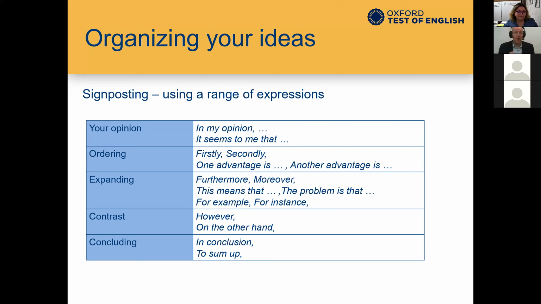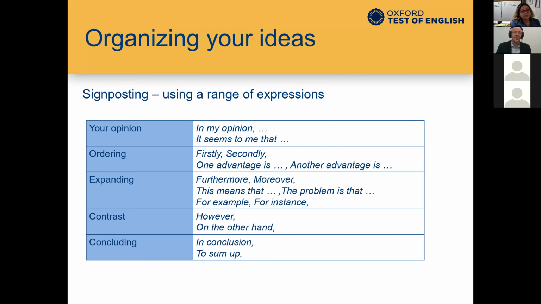Now, I'm sure you all know for example. For instance is a synonym. It means exactly the same. For instance means for example. So if you have already said, in the second paragraph, for example, you don't want to repeat. Next time you say, for instance. Okay, and it's not so repetitive.